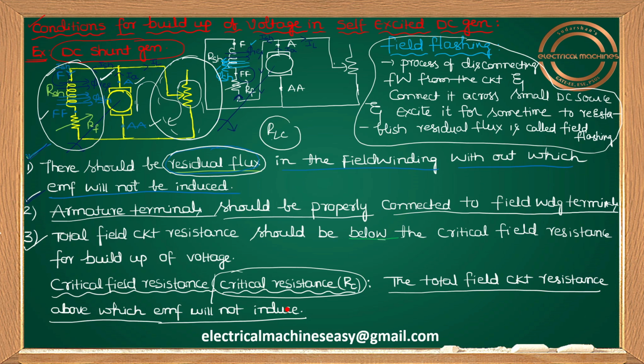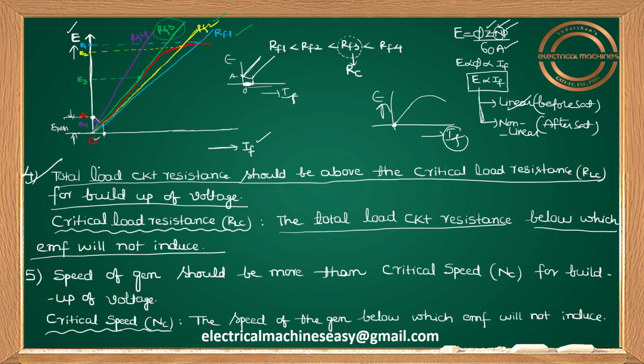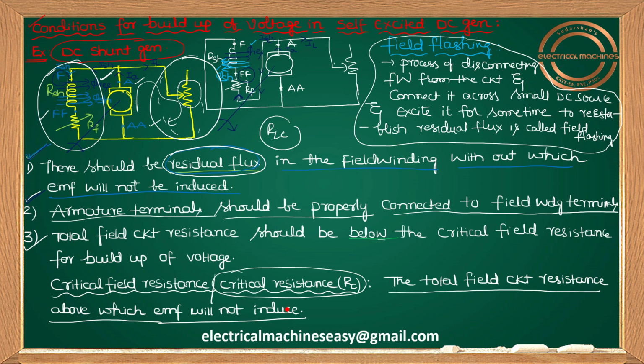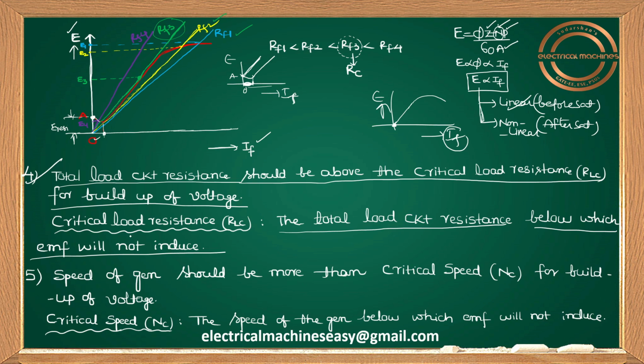If you observe clearly, for RC, the total field circuit resistance should be below the critical field resistance for buildup of voltage. And what about the fourth point? The total load circuit resistance should be above the critical load resistance RLC for buildup of voltage. Just somewhat different. And the definition for critical field resistance: the total field circuit resistance above which EMF will not induce. For critical load resistance: the total load circuit resistance below which EMF will not induce. Very simple thing only. Please try to understand clearly.